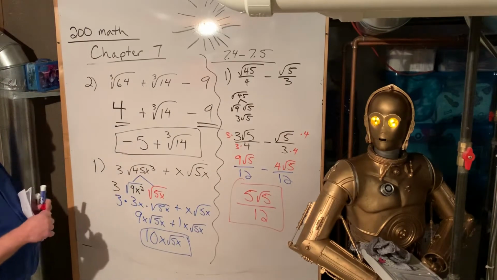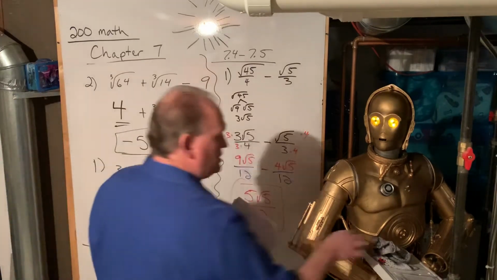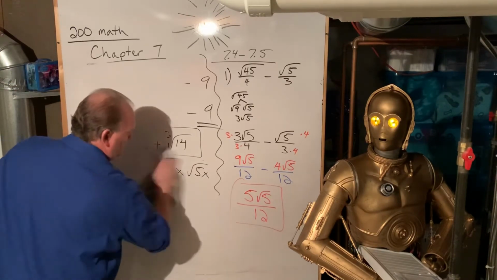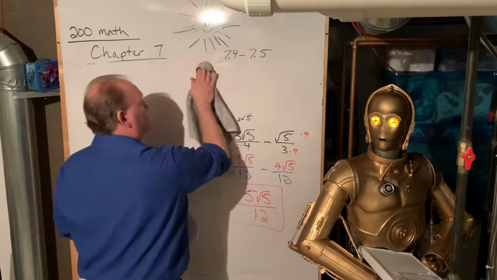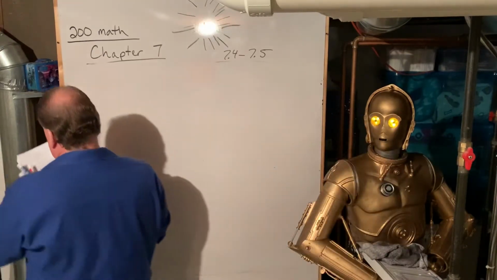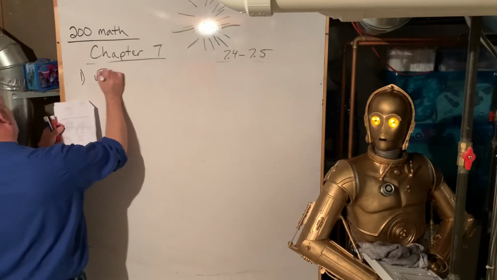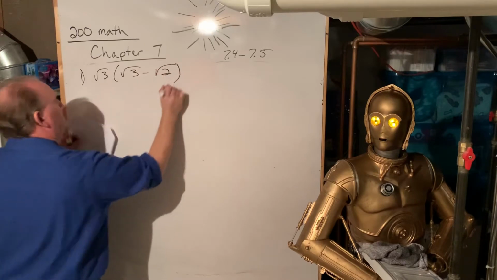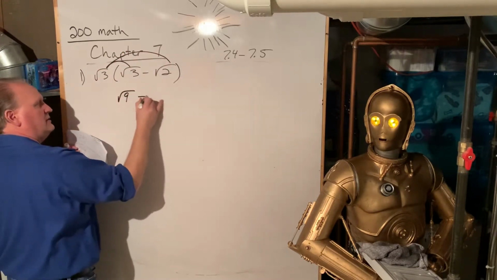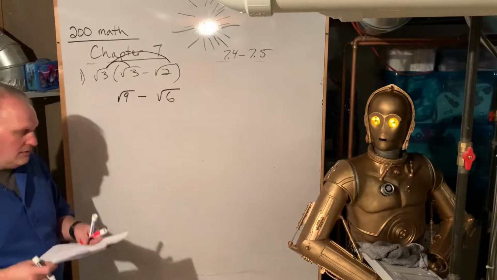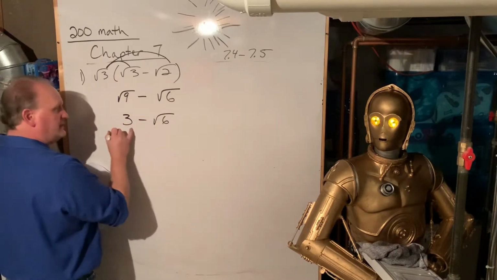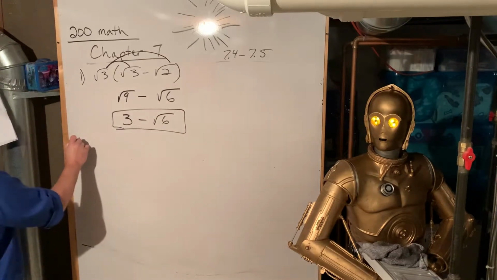So adding and subtracting radical expressions. Let's take a look at what happens when we multiply. So when we're multiplying, we've got square root of 3 times the square root of 3 minus the square root of 2. So the square root of 3 times the square root of 3 is the square root of 9. The square root of 3 times the square root of 2 is the square root of 6. And so we can't put those together, but what we can do is simplify the square root of 9. It's 3 minus the square root of 6. And then that's it. That's all we can do with that expression. Let's take a look at the next one.